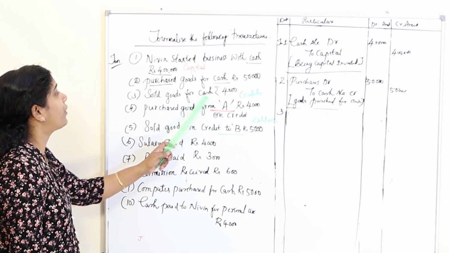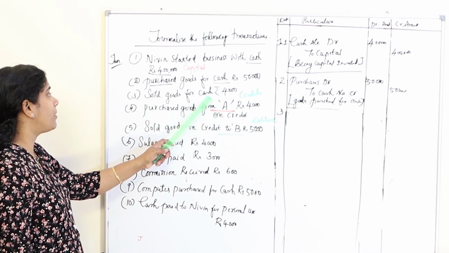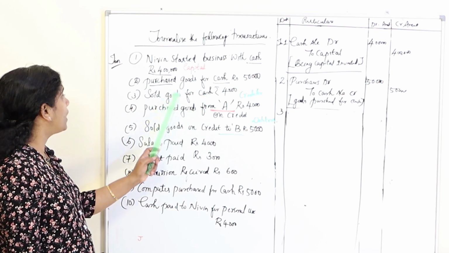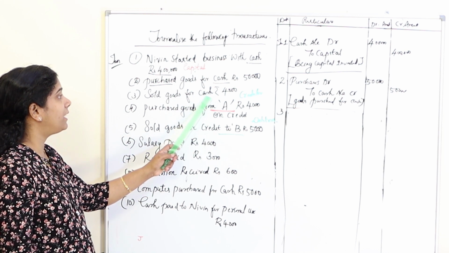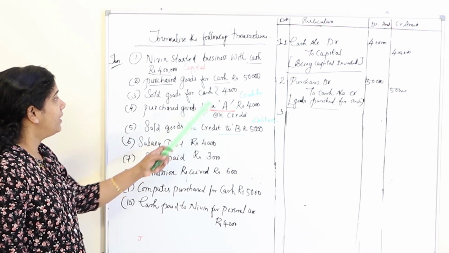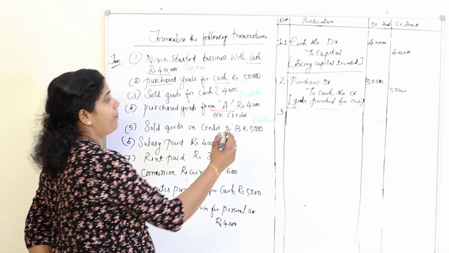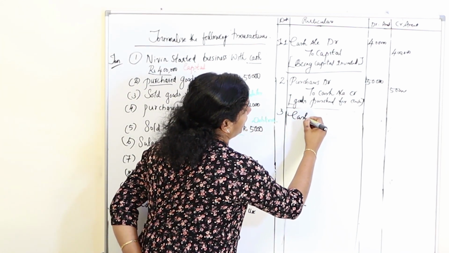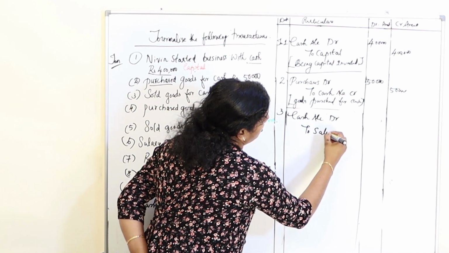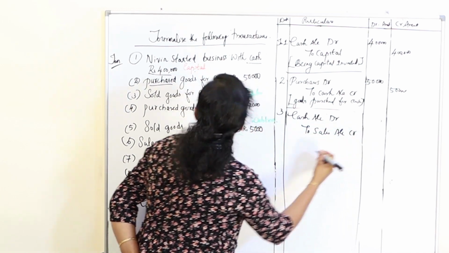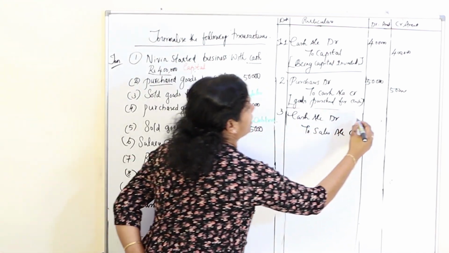Sold goods for cash, it is a cash transaction. So when we are selling goods, cash is coming inside. When cash is coming inside the business, we have to debit it. So the entry will be cash account debit to sales account credit. The amount is 4,000.